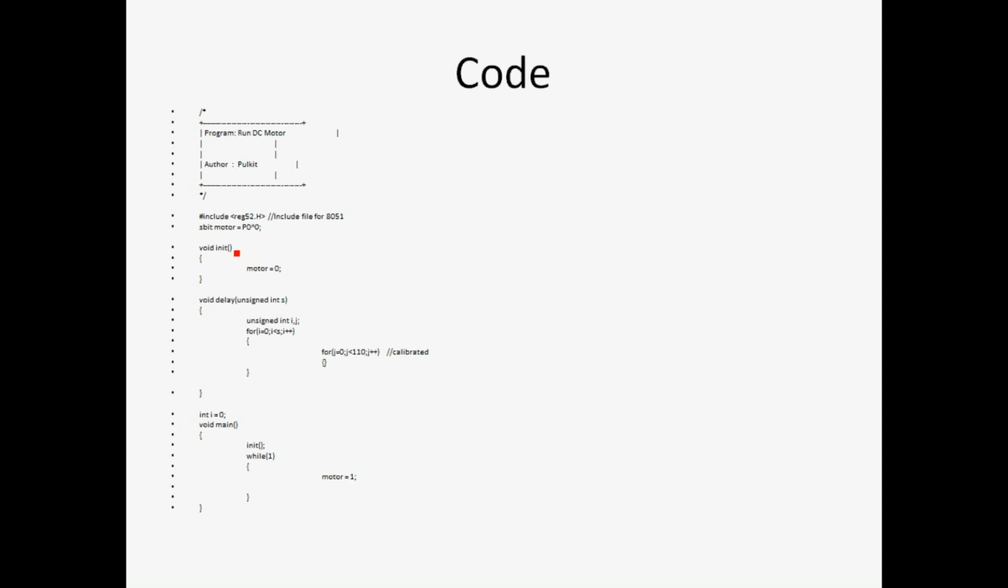Let's study the code. Motor is identified here with the help of sbit, single bit initialization with port 0 first pin. In the init function we have initialized motor such that the motor will not move on reset. Delay function is as usual. Init is called at starting in void main, and in while one is where the main logic code is, where motor is equal to 1.